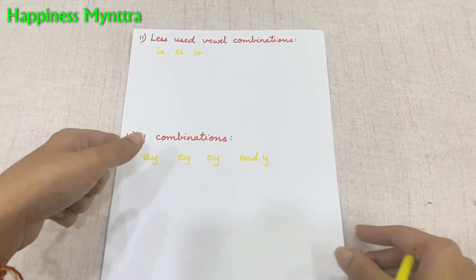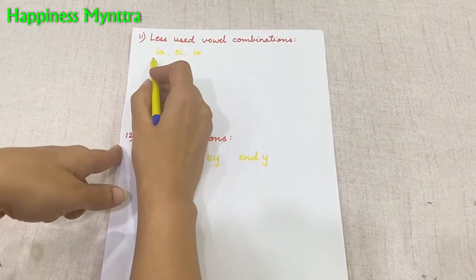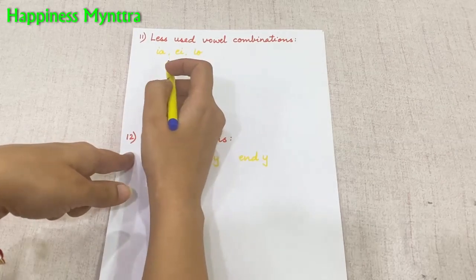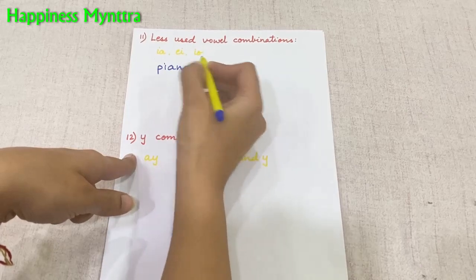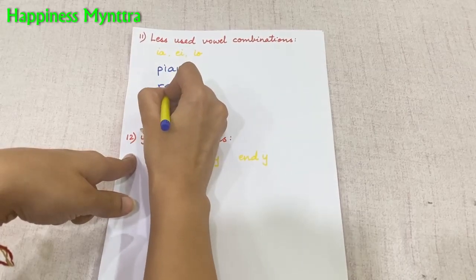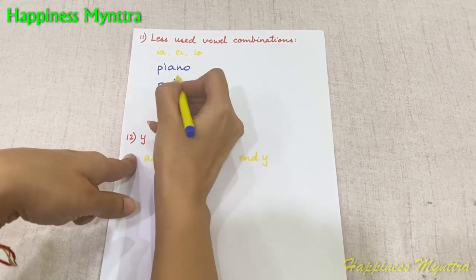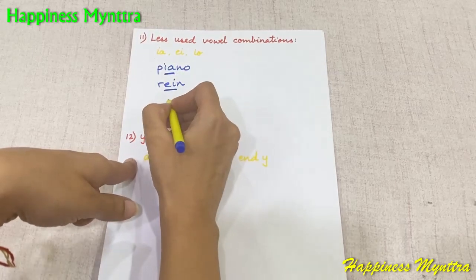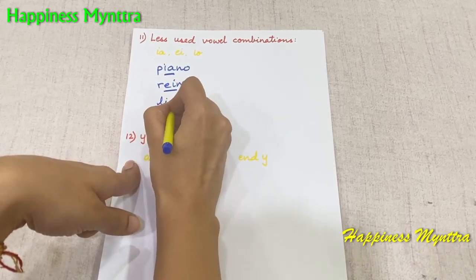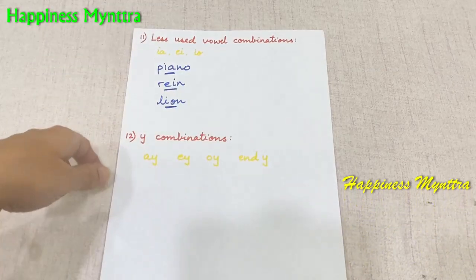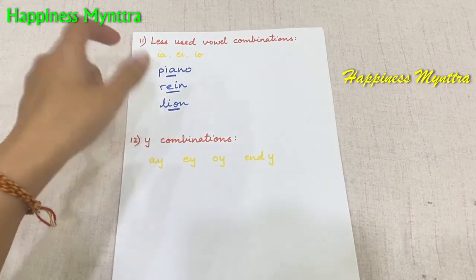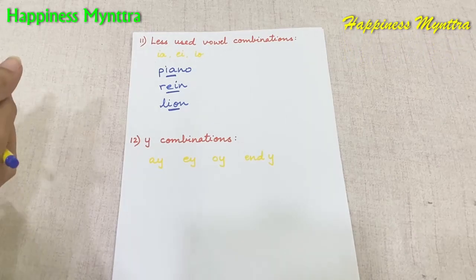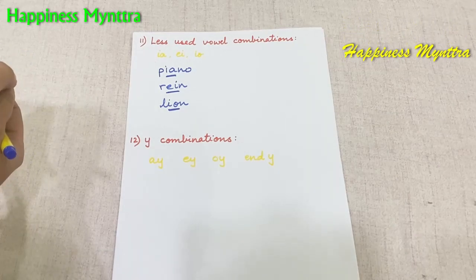Next, we come to the less used vowels, which is a combination of IA for a word like piano, and we have rain, REIIA, and we will have a lion in case of IO. So these are lesser used digraphs and their pronunciation is a little varied in different cases.